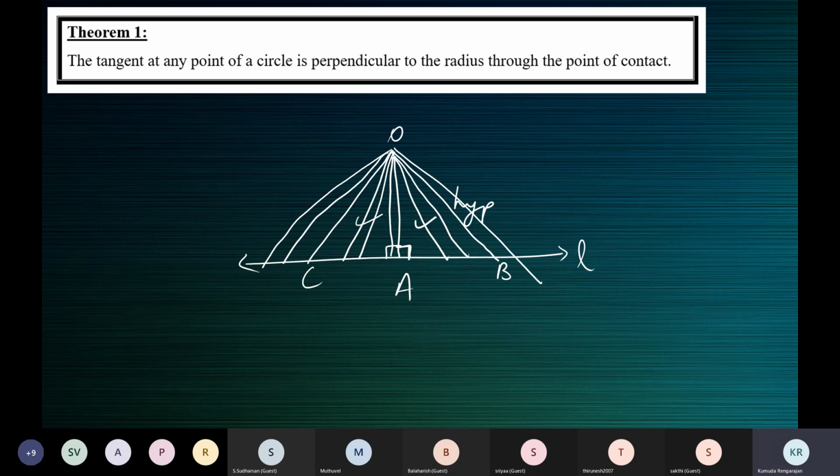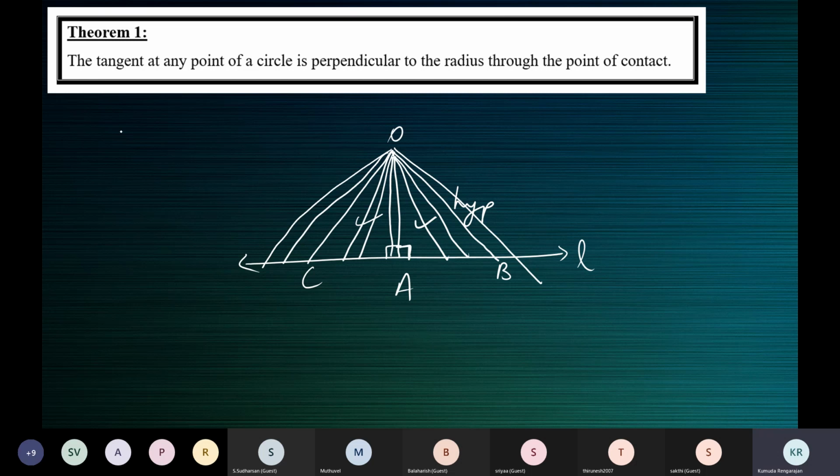So this says that the perpendicular distance is the shortest distance between a point and a line. The point does not lie on the line, children. The point lies outside the line. The result is this: the perpendicular distance is the shortest distance between a point and a line, the point not lying on the line.